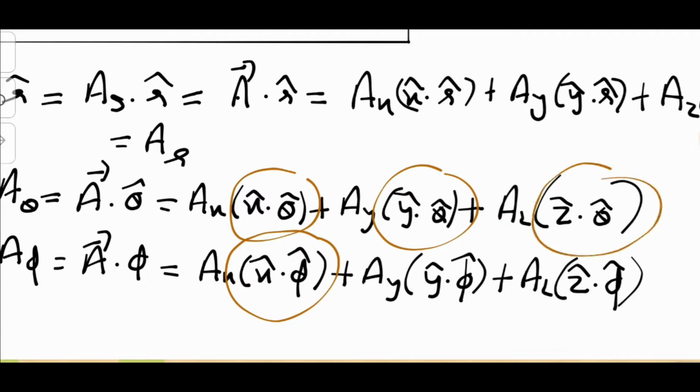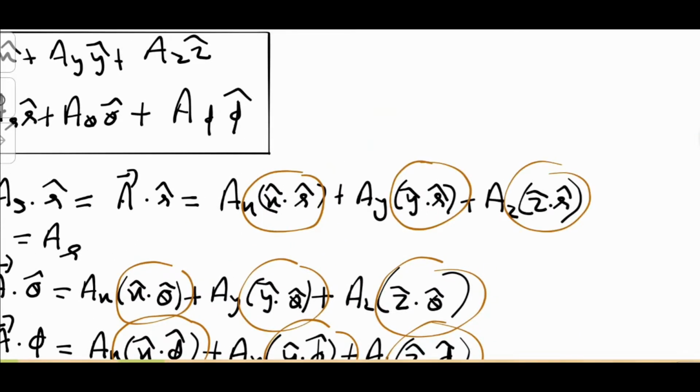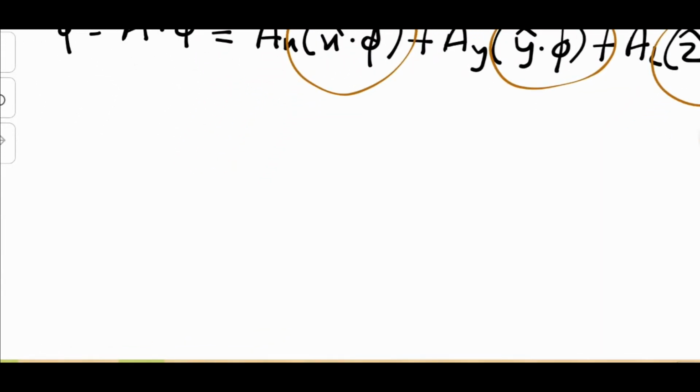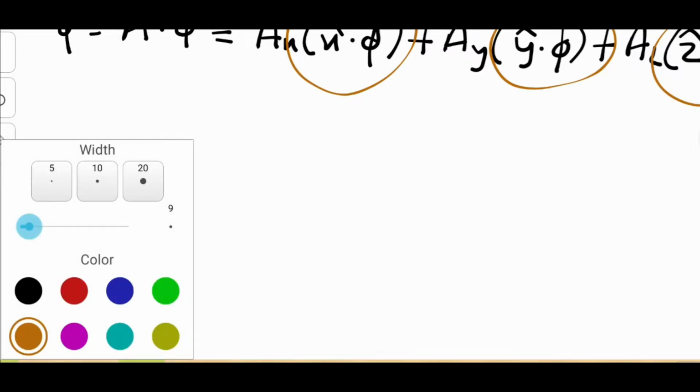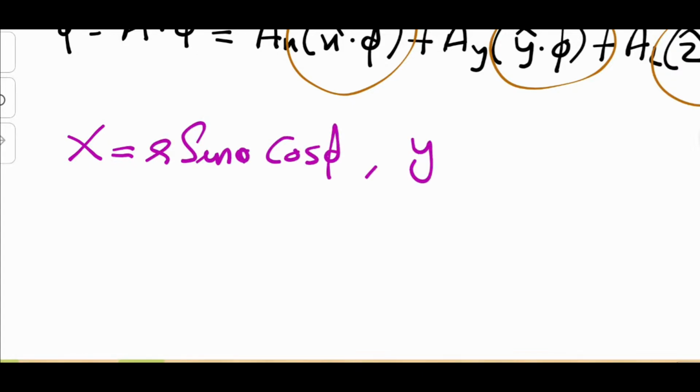So we don't know the values of x cap dot phi cap and all these things, right? So we need to compute that. For that we need a table. And we are going to compute those values, and we know the basic form of the transformation. x must be equal to r sine theta cos phi, and y is equal to r sine theta sine phi, and z equal to r cos theta.